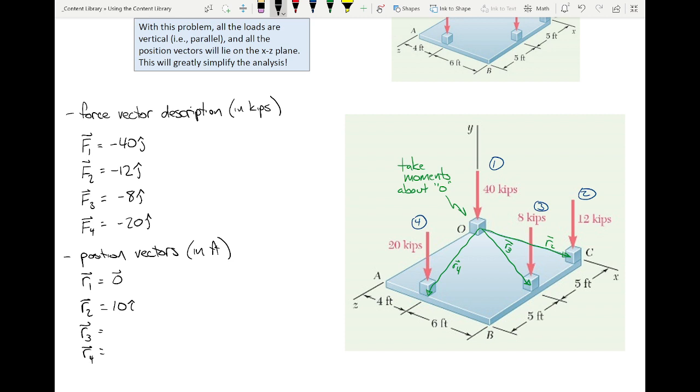All right. What about R3? 10i plus 5k. That's exactly right. And then R4 is going to be 4i plus 10k. Did I do that right? Yeah. There you go. Not too bad, right?